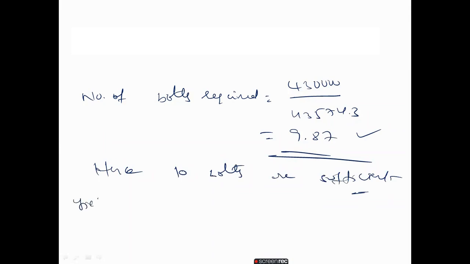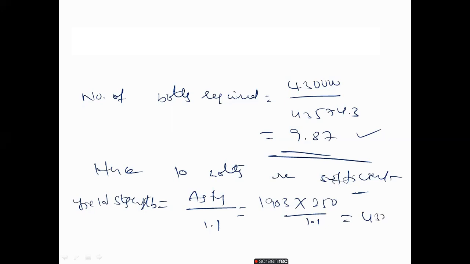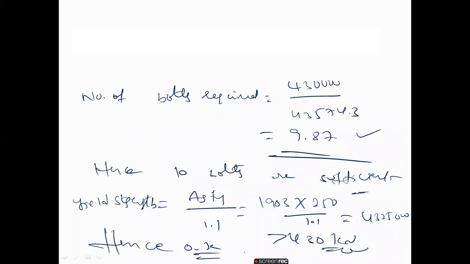Now what is the yield strength? That is Ag into fy by 1.1. Ag is 1903, fy is 250, and 1.1. We will get 432,500 N, which is greater than 430 kN. So hence it is okay. Whatever we are designing, whatever bolts we are taking, these are safe.